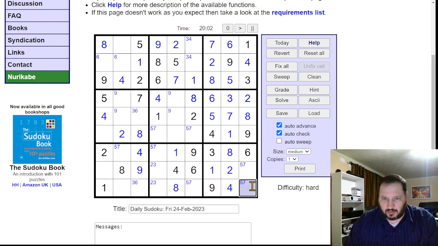So let me go ahead and finish that pencil mark. Now this 4 here comes across and helps us. This can't be a 4 anymore. That's a 3. That's a 4.